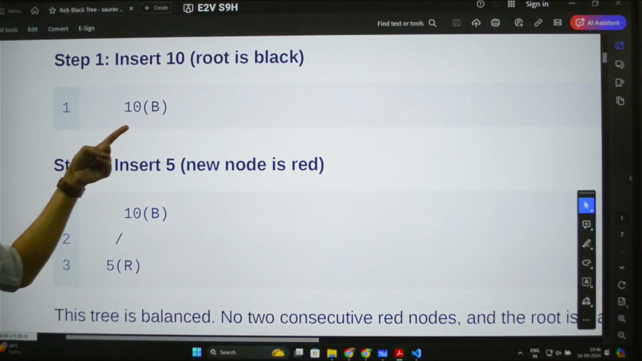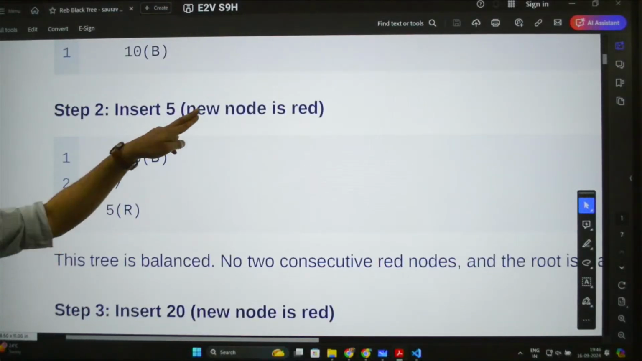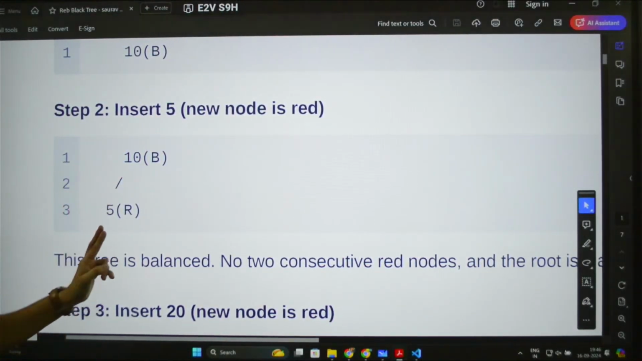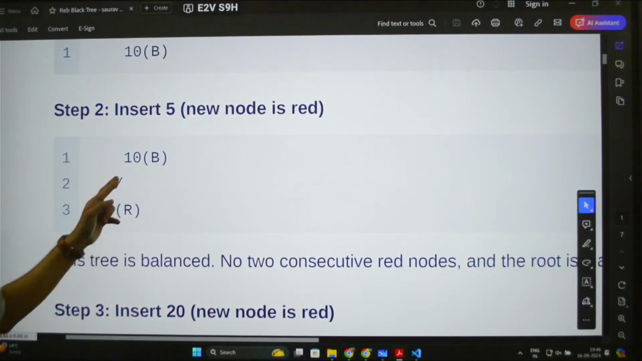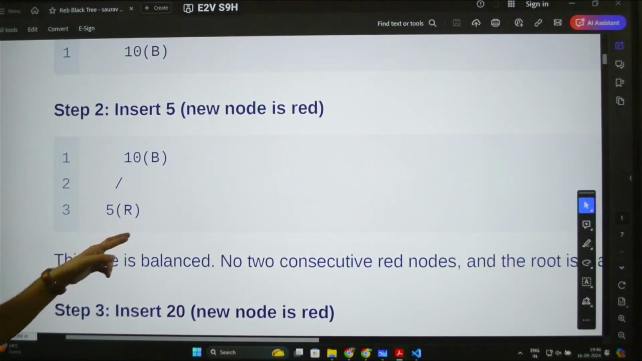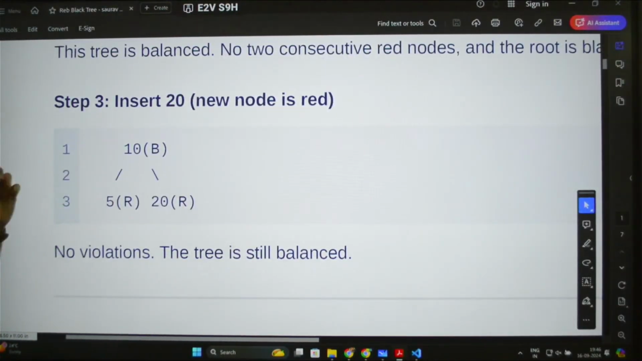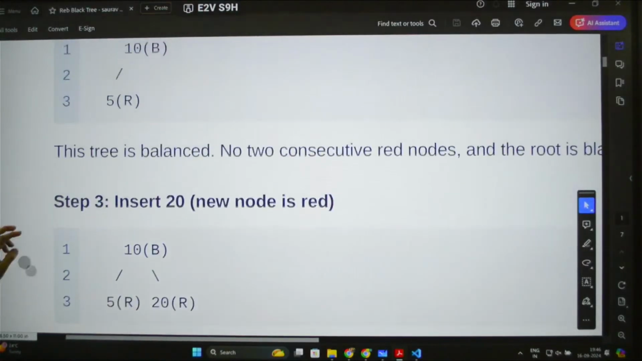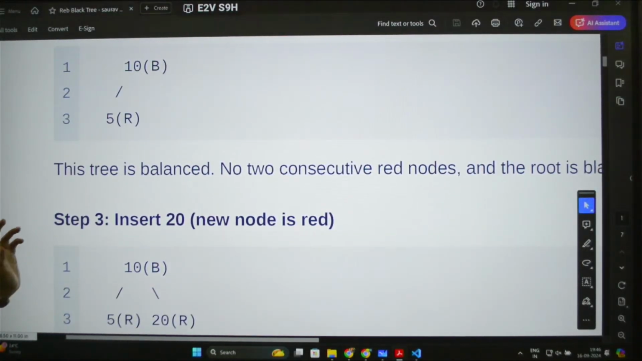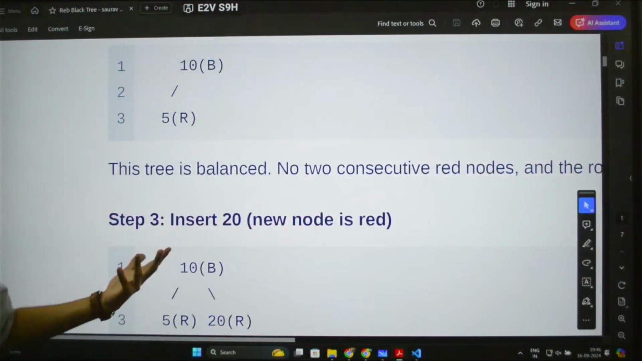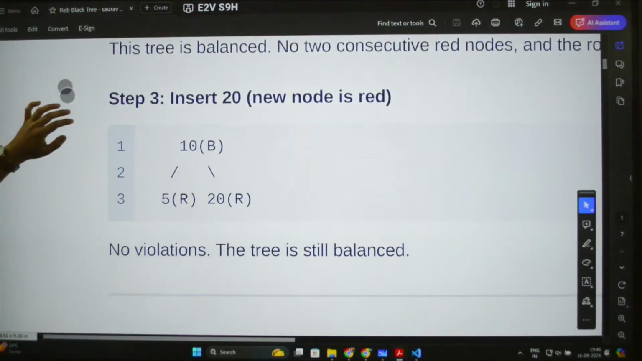So this node is black right now, and I have inserted 5. On the left hand side it will go for 5, right? So 10 and 5, it went here, and the new node is inserted as red. So this is R. Understood? Then is the tree balanced? Yeah, the tree is right now balanced because there are no consecutive red nodes and the root is black. For now this is clear.